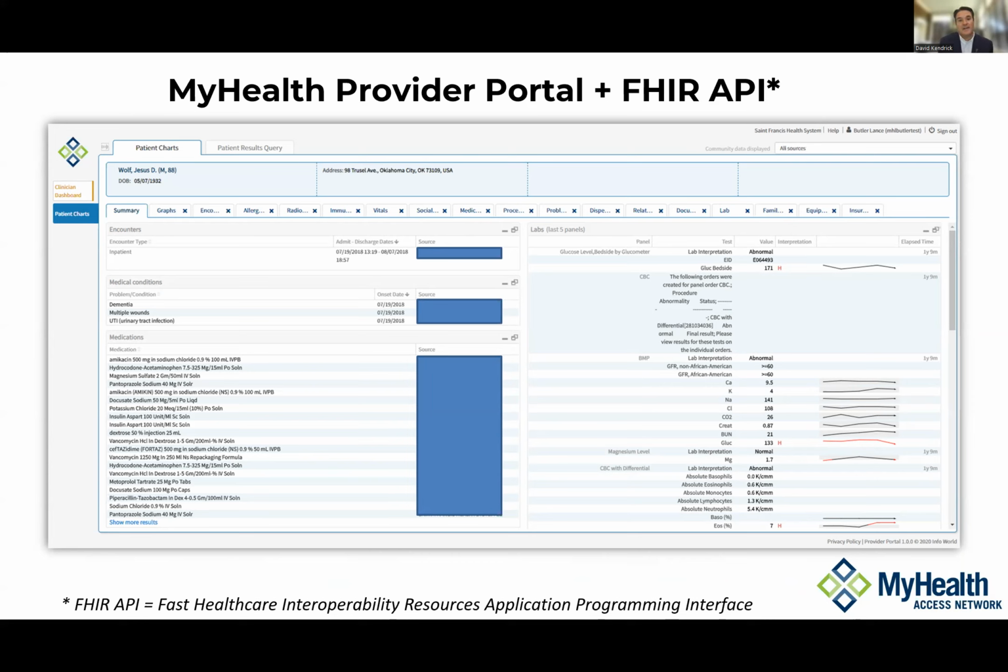And what's unique about this is that, rather than individual documents, some of you may know of something called continuity of care documents, which are essentially a summary of the patient's record from one organization.